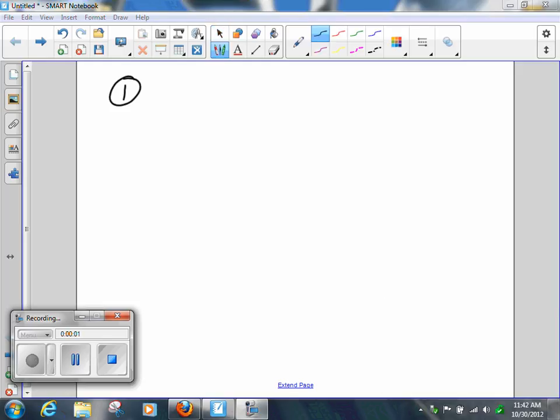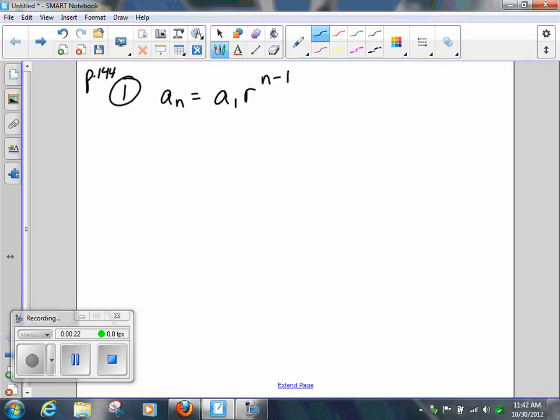For this problem on workbook page 144, you should use this formula: A sub n is equal to A sub 1 times R to the n minus 1. That's straight off the formula sheet, and I just taped mine in the front of my workbook.